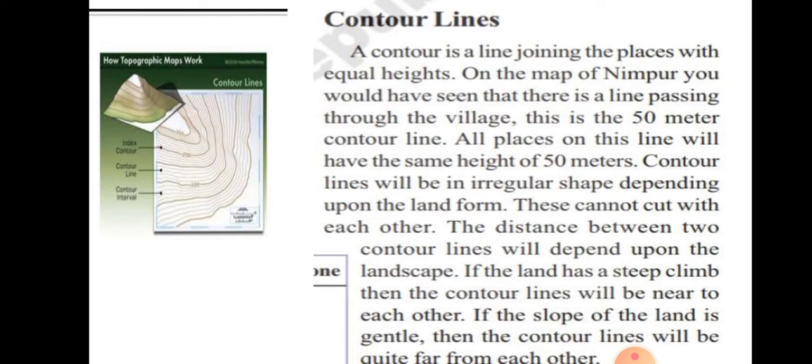The distance between two contour lines will depend upon the landscape. If the land has a steep climb, that is, if it slopes down steeply, then the contour lines will be near to each other. If the slope of the land is gentle, if it is flat, then the contour lines will be quite far from each other. So a contour line means a line joining the places with equal heights.